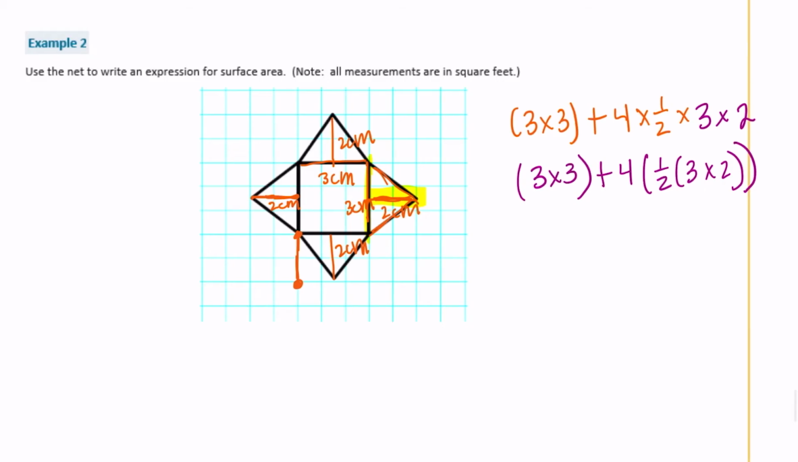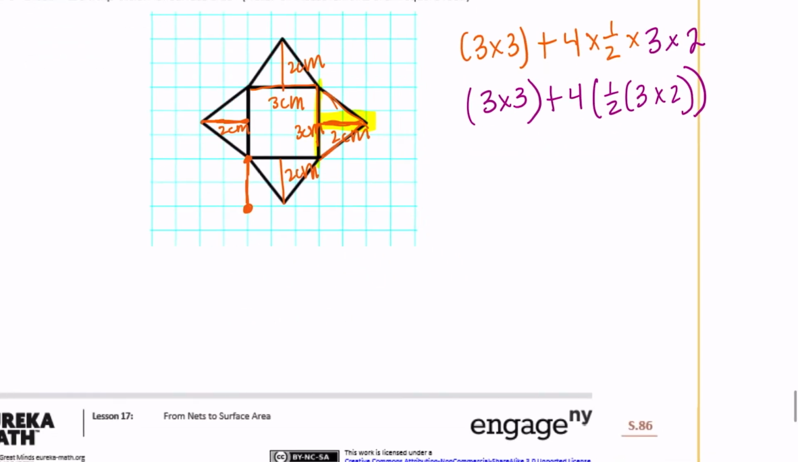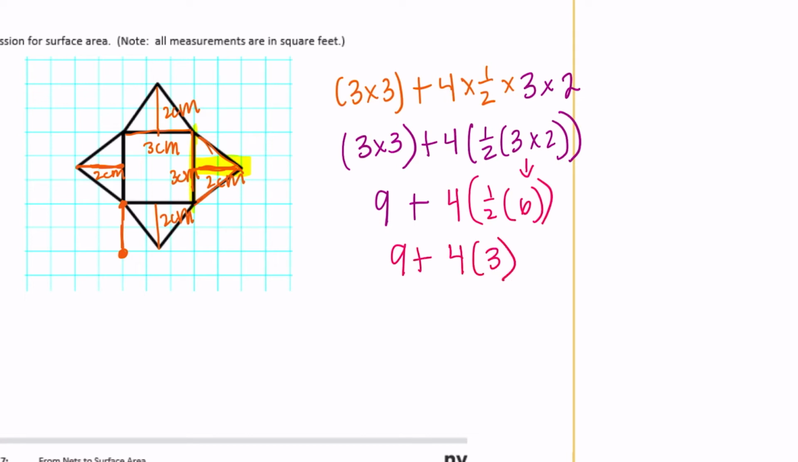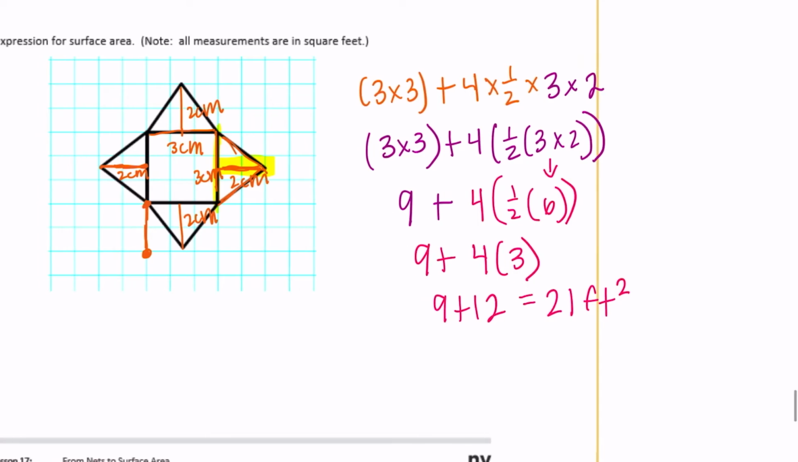it says write an expression, so we don't necessarily need to solve it, but I'm going to go ahead and solve it. So we have 9 plus, let's solve these in the parentheses. So we have 3 times 2 is 6. So we need to find half of 6. So 9 plus 4 times half of 6 is 3. So 9 plus 12 would be equal to 21. So the surface area is 21 square feet.